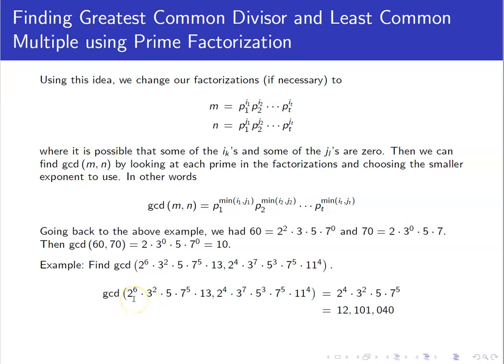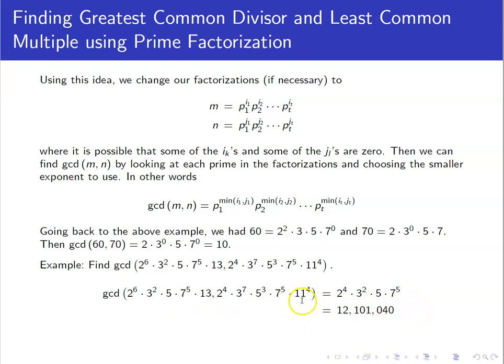So first prime here is 2. The smaller of the 2 is the 4, so we'll use a 2 to the 4th in our GCD. The second prime is 3. The smaller of the two exponents is 2, so we'll use that in our GCD. Looking at the 5s, the power is 1, that's the smaller one, so we'll use a 5 to the 1st. 7 to the 5th is in both of them, so I can use a 7 to the 5th in the GCD.